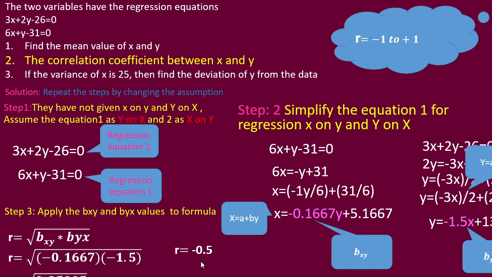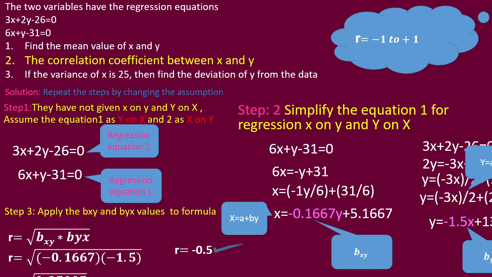So here you can find, bxy value is negative, byx value is negative. So r value definitely should be negative. For that reason I have put minus here. So r equals minus 0.5. The correlation coefficient between x and y is minus 0.5.